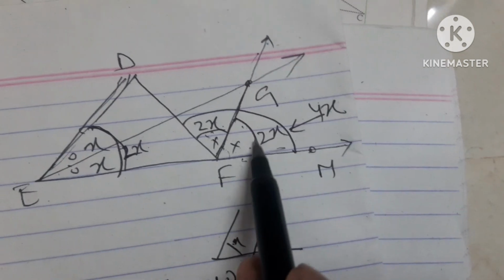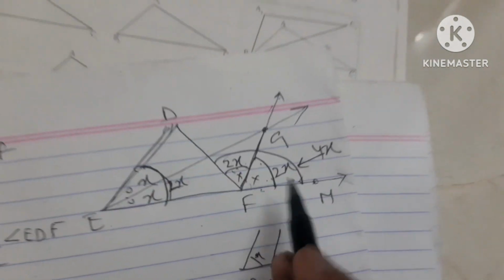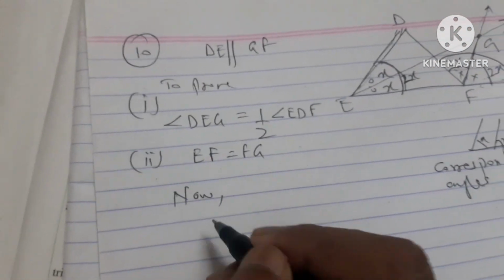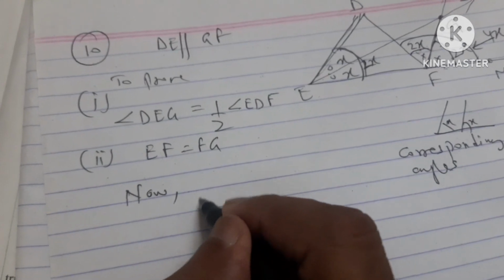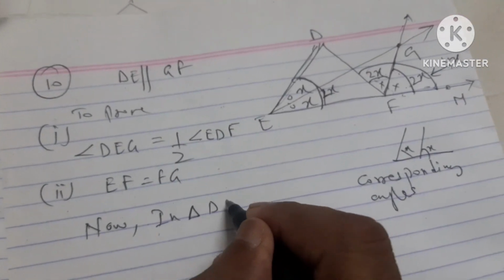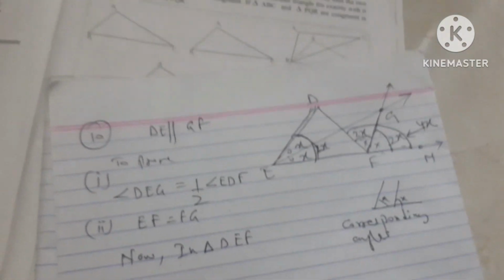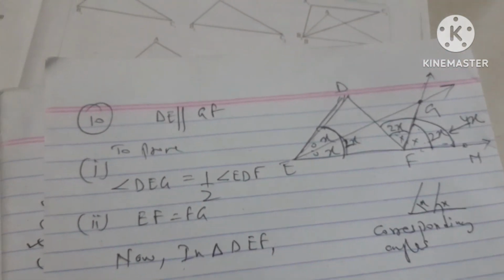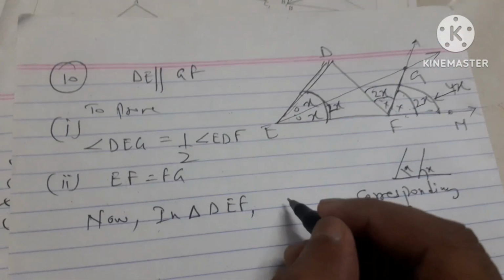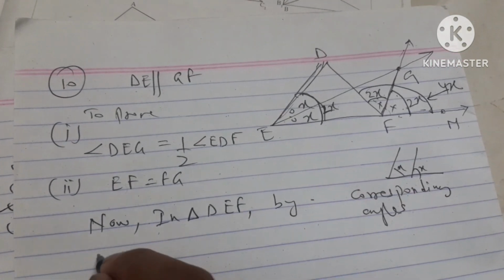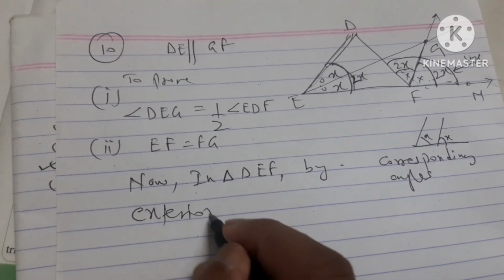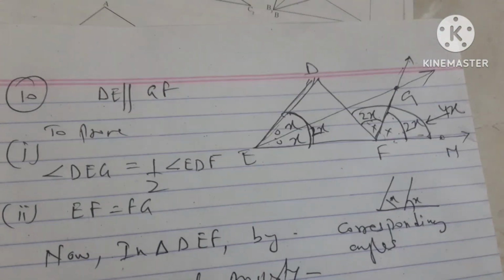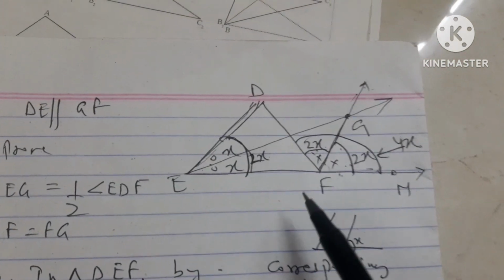And now as you see in the figure, we will make use of the exterior angle property. This is a whole exterior angle, that 4x part is an exterior angle. So now we go to prove things by the exterior angle property in triangle DEF. The exterior angle property we all know, we are all aware of that. Now it's time to apply it here.